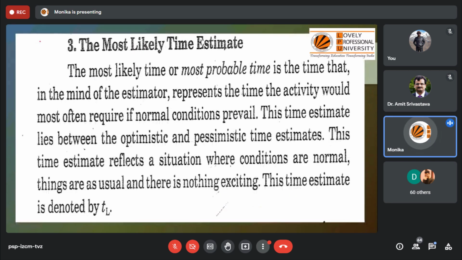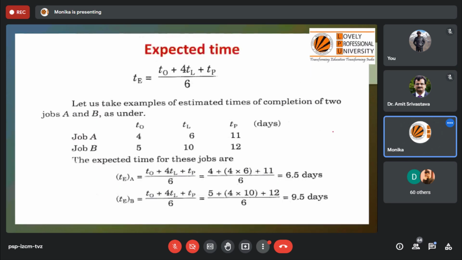This is the actual time period we consider in a construction project, the most likely time estimate, which falls in between optimistic and pessimistic. Because this situation is a normal situation where nothing is too good and nothing is too bad, where the normal conditions are there, and it lies in between optimistic and pessimistic time estimate. Okay, where conditions are normal, things are usual, and nothing is exciting, like too bad or too good. All right, so this is the time estimate which is actually going to exist in the construction of the activities.